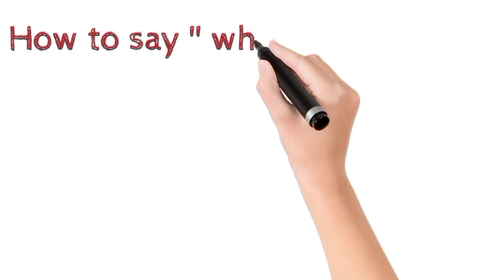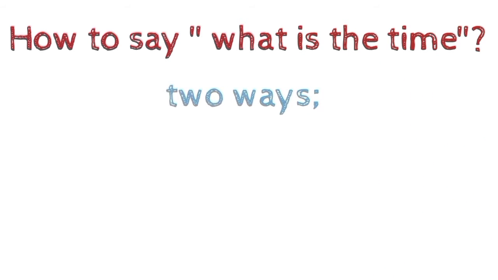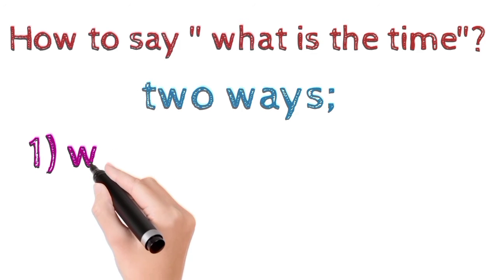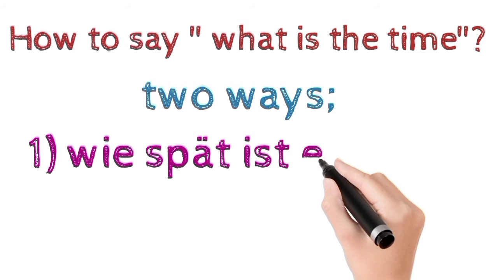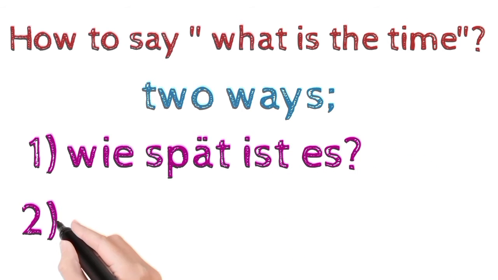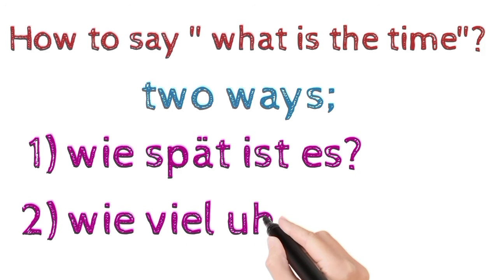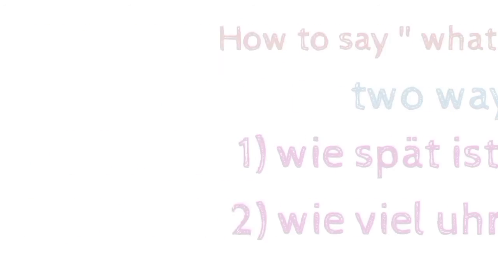How to say what is the time in German? There are two ways. First way is wie spät ist es. Wie spät ist es. Second is wie viel Uhr ist es. Wie viel Uhr ist es.